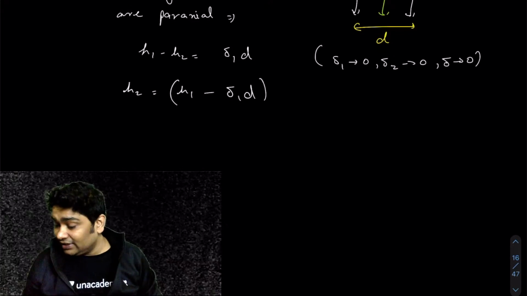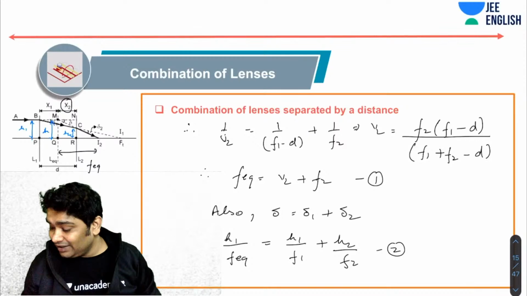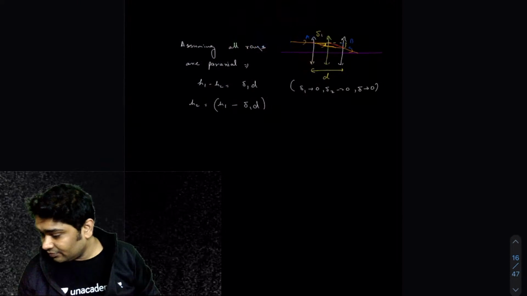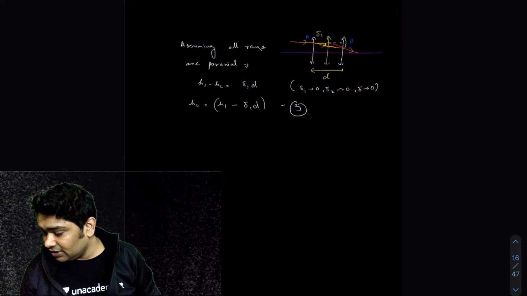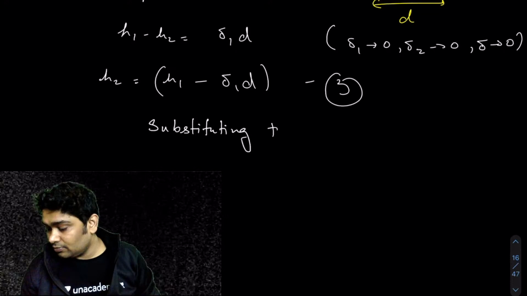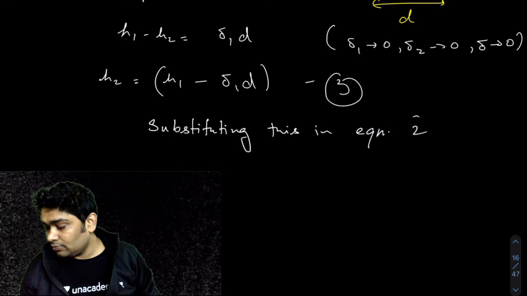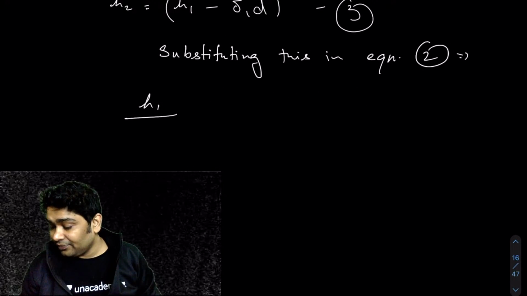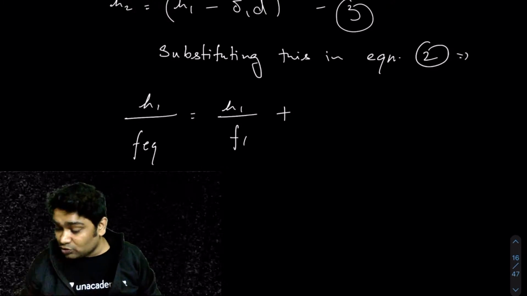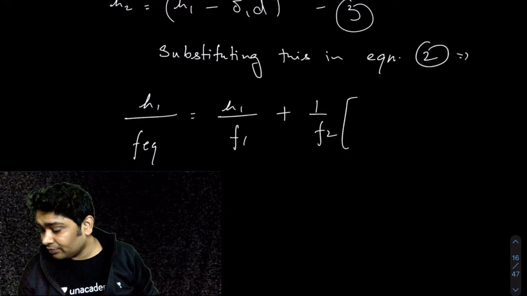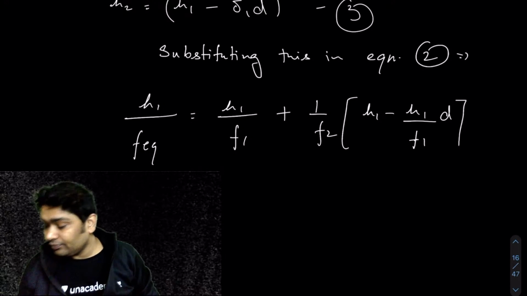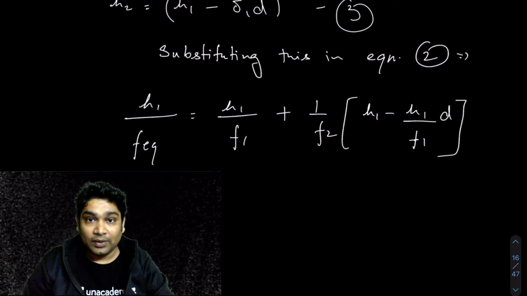Now I will replace this value in this expression of ours. Therefore, what that gives me is equation 3. Substituting this in equation 2, what we get is 1 over f equivalent is equal to h1 over f1 plus h2 over f2. So 1 over f2 times h1 minus, again delta 1 can be written as h1 over f1 times d. Correct? I hope everybody followed this.